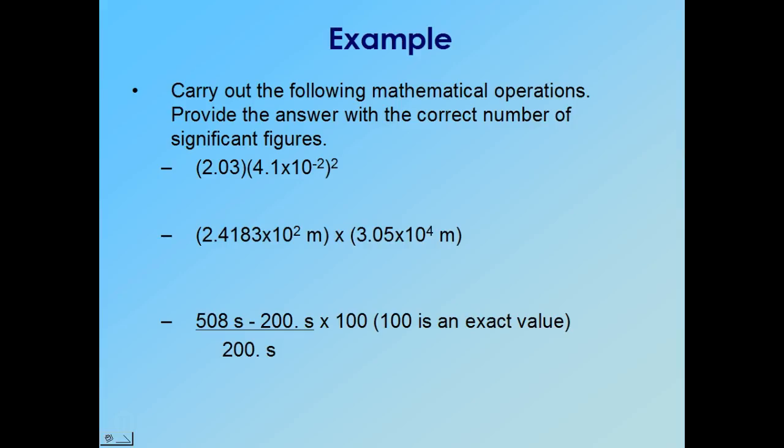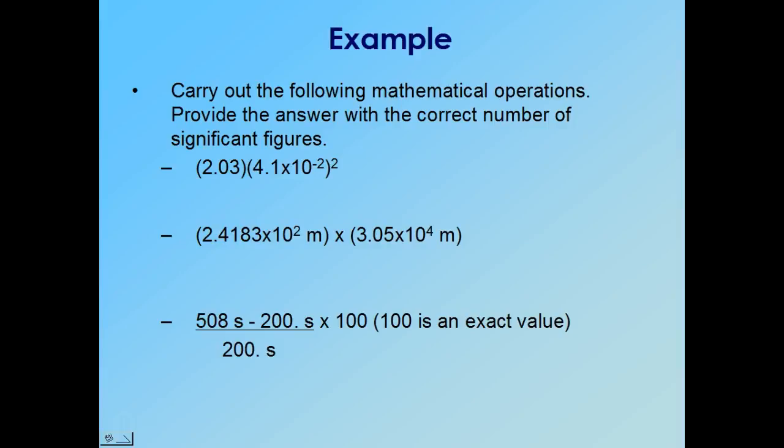So let's do a couple of examples here. We're going to determine the number of significant figures that are present. So 2.03 is being multiplied by 4.1 times 10 to the negative second squared. 2.03 has 3 sig figs. The 4.1 times 10 to the negative second is in scientific notation. There are 2 digits before the times sign, so it has 2 sig figs. That would be your fewest number of significant figures.